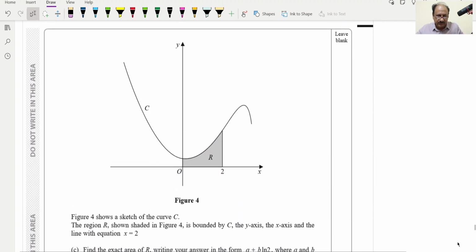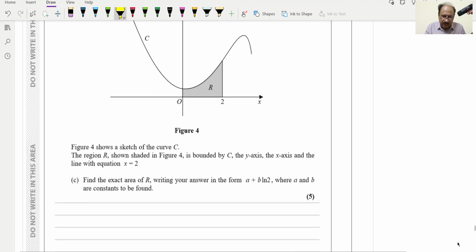The C part is basically this drawing provided, and the C part is saying figure 4. Figure 4 shows a sketch of the curve C. The region R, this shaded region R in figure 4, is bounded by C, the x-axis and y-axis. So C is this curve, and the line with equation x is equal to 2. X is equal to 2 is this line. So find the exact area of R, writing your answer in the form a plus b log 2. So in this format we require the constants a and b to be found, and it's a 5 marks question.